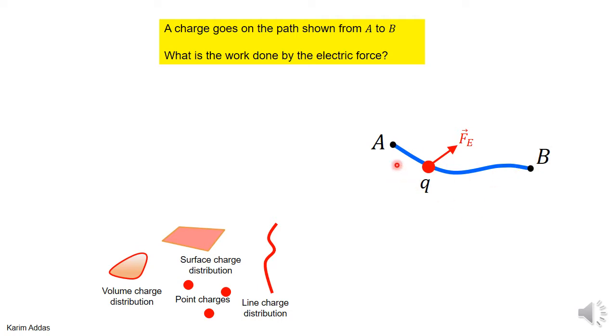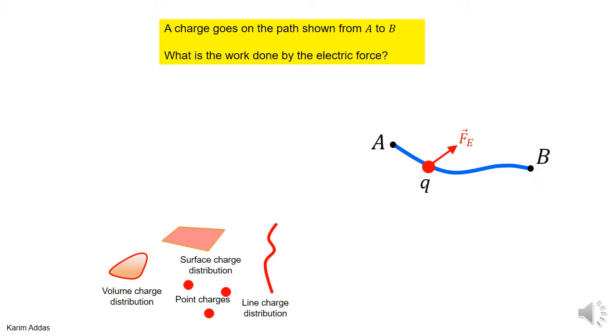But now, what if you make a path, choose any path, and take a charge q, you introduce the charge q to this region, you move the charge q from point A to point B along this path, and as of course you move the charge q, there's going to be a force on this charge q because of the electric field created by all these charges. So what is the work done by the electric force when you go from point A to point B along this path?